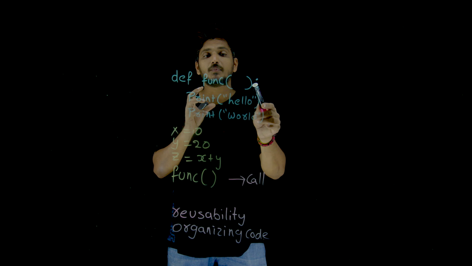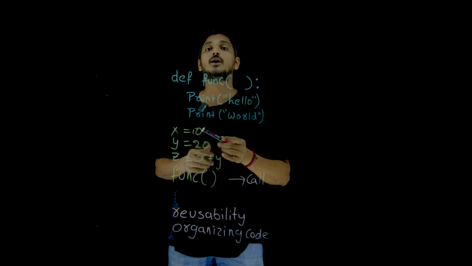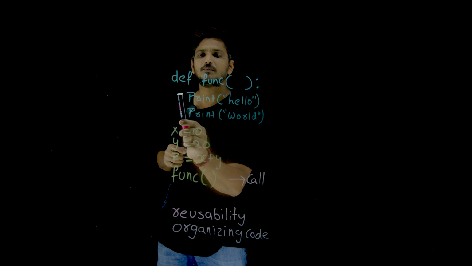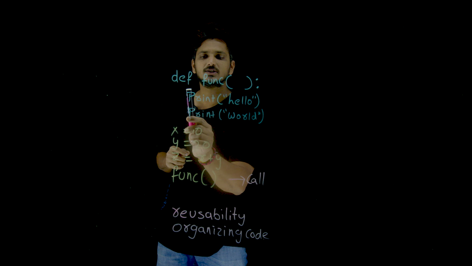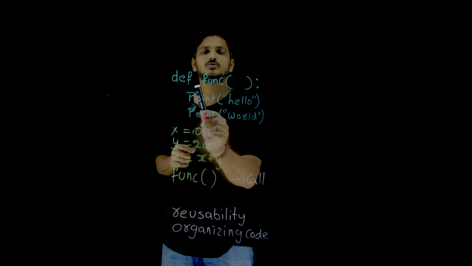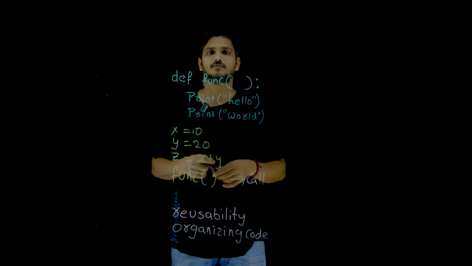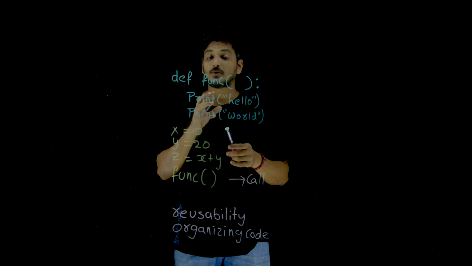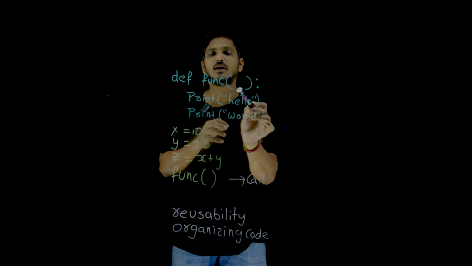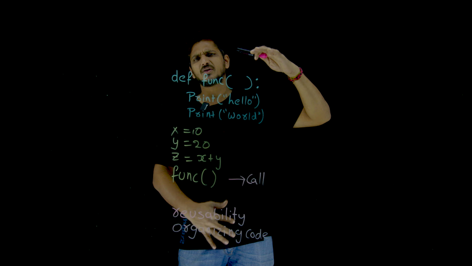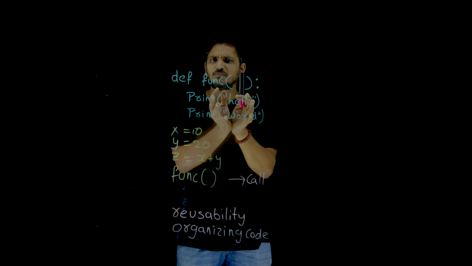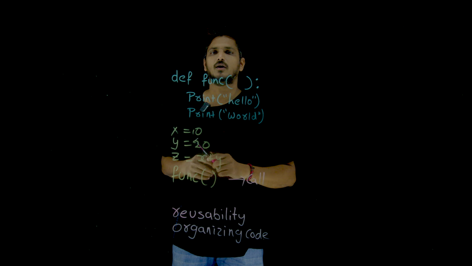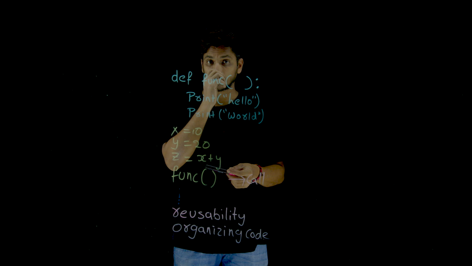The code that belongs to this function, we call it the body of the function. For that code, you have to give some indentation. Whatever indentation you follow, these two lines belong to the body of the function. So what's the function name? Func is our function name. What is the body of the function? These two lines are the body of our function. You can write any number of lines in the function. For understanding purposes, we have written a simple function: print hello, then on the next line print world. This is the output you are going to get.